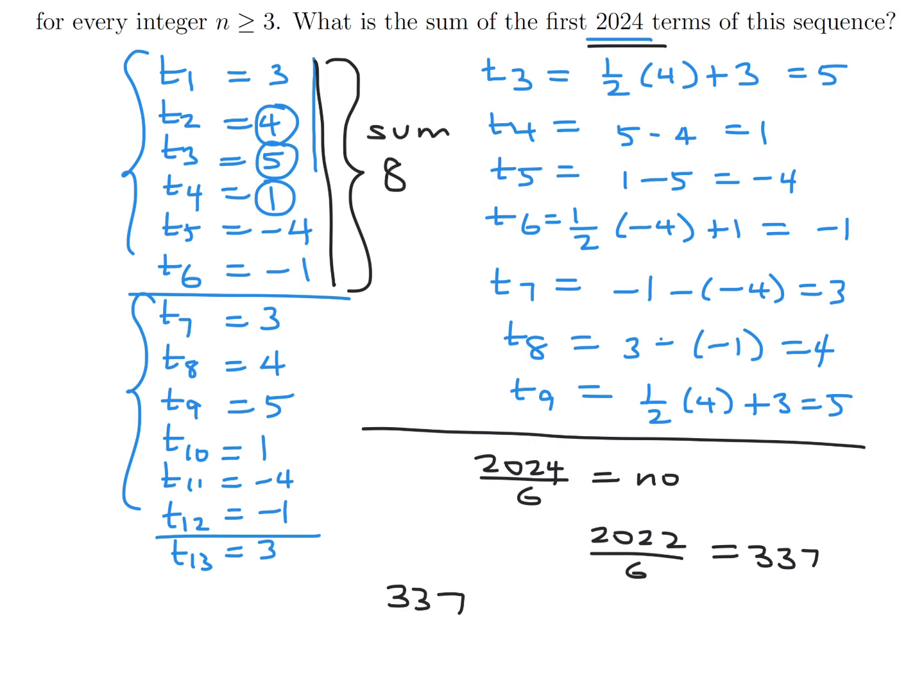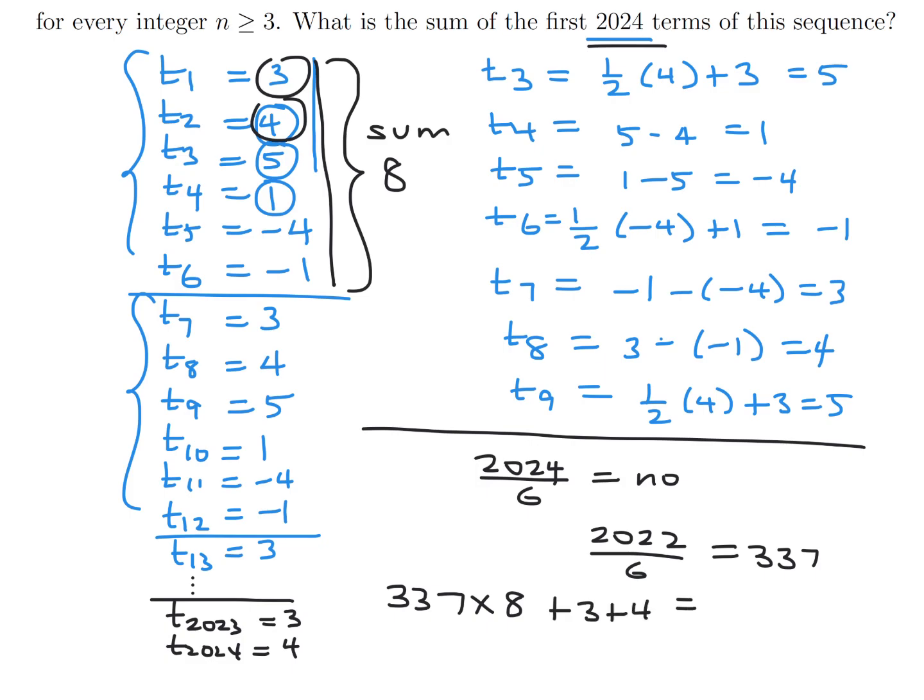So we have 337 groups of 6. Each has a sum of 8. And then we've got to add the last two. Remember, 2023 and 2024, because those were not included. So just based on the pattern, they would be 3 and 4. That would be the first two terms of a group of 6. So that looks to me like plus 3 plus 4. So when you crunch out these numbers, you get 2703. And that is the sum.